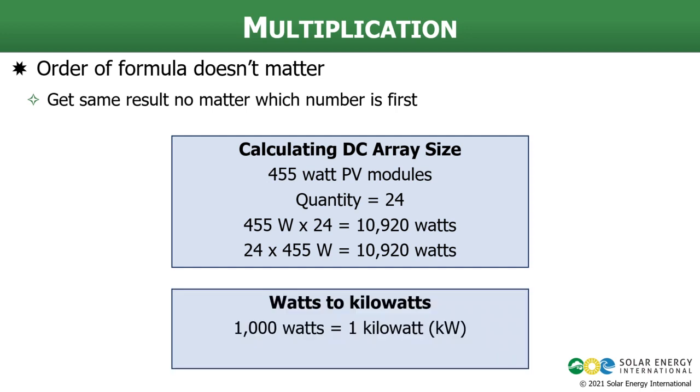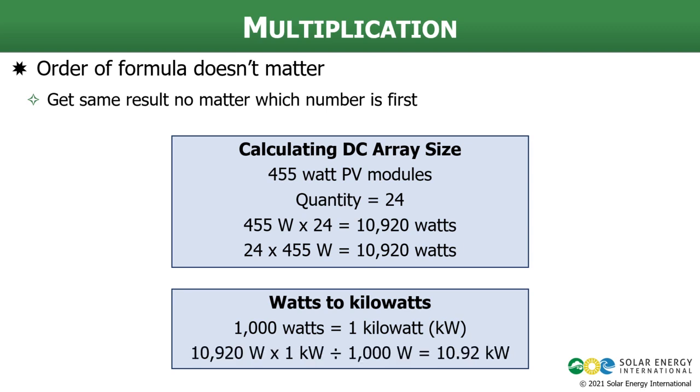Now, one thing to know when we are talking about watts, kilowatts, megawatts, gigawatts, it follows the same convention as the metric scale. So 1,000 watts equals 1 kilowatt, 1,000 kilowatts equals a megawatt, 1,000 megawatts equals a gigawatt. So that's how we do those conversions there.